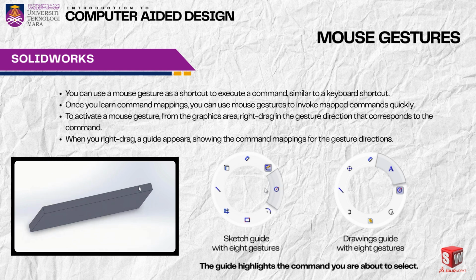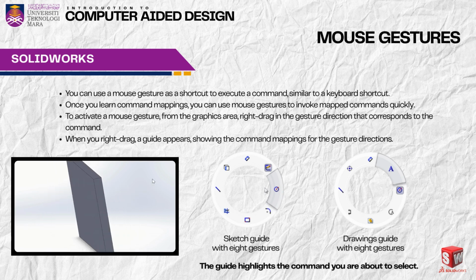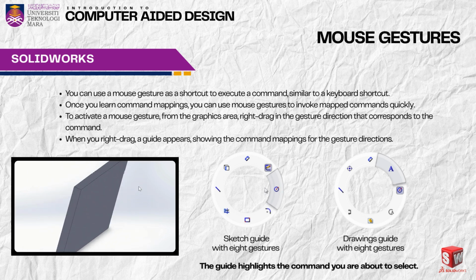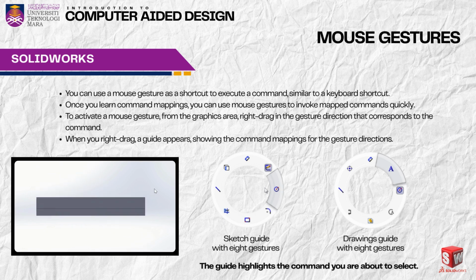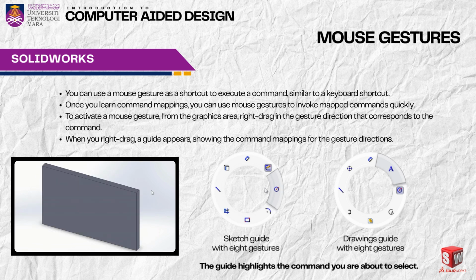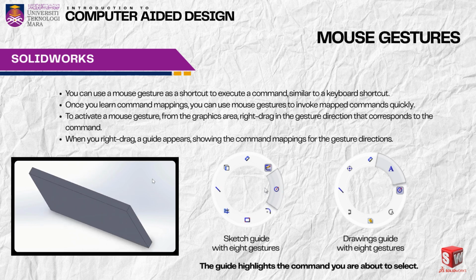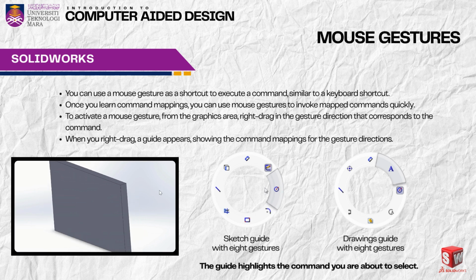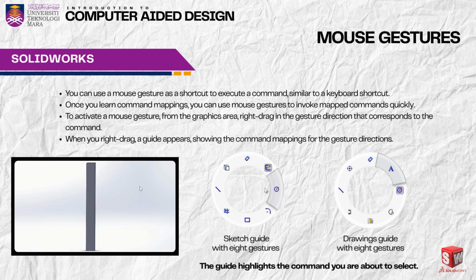The gesture guide adapts depending on where you are in the software. On the left is the Sketch Environment Guide, and on the right is the Drawing Environment Guide. Each has its own set of frequently used tools, making your design process more fluid. As you right-drag, the guide highlights the command in that direction, giving you visual confirmation before the action is triggered. This helps reduce misclicks and keeps your workflow efficient and precise. Mouse gestures are all about reducing clicks and movement, keeping your focus on the design, not the interface. Once you get used to them, they become a natural part of how you interact with the model.